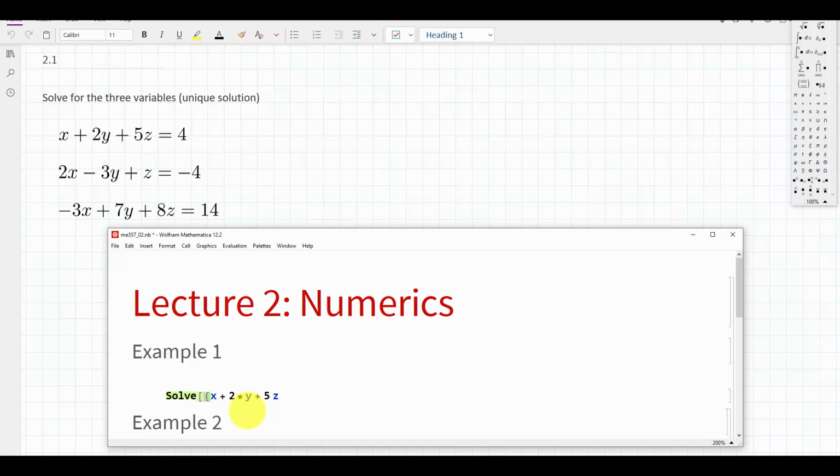I could put 2 asterisk y like I would in MATLAB, that's fine. I can put 2 space y. It understands it to imply multiplication. All of those would work, a space or an asterisk, it would also understand.